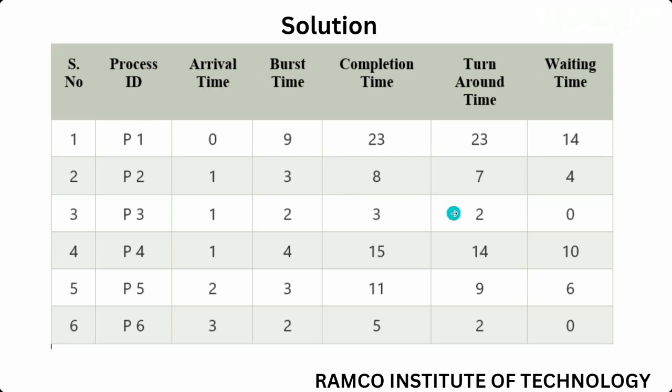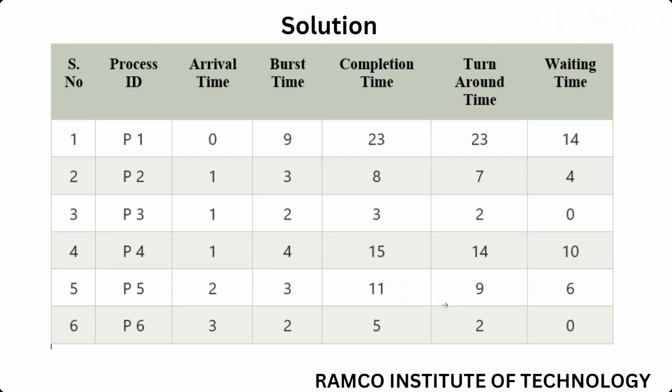Next is P3. P3 turnaround time is 2. The completion time is 3 and arrival time is 1. So 3 minus 1, 2. Next P4. P4 turnaround time is 14. The completion time of P4 is 15 and arrival time is 1. So 15 minus 1, 14. Next is P5. P5 turnaround time is 9. Here the completion time is 11 and arrival time is 2. So 11 minus 2, 9.